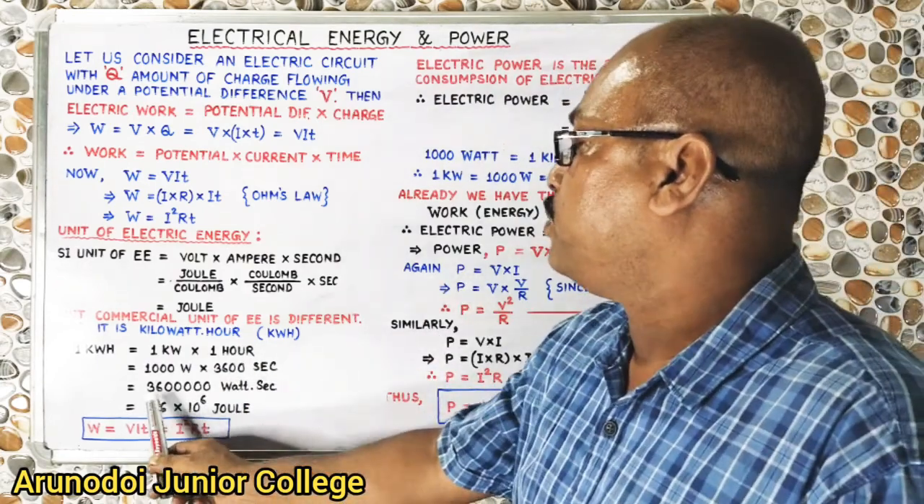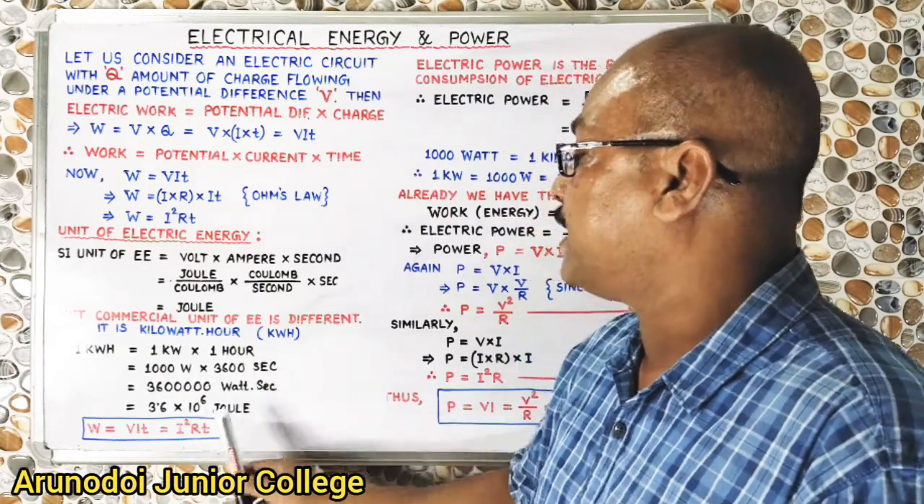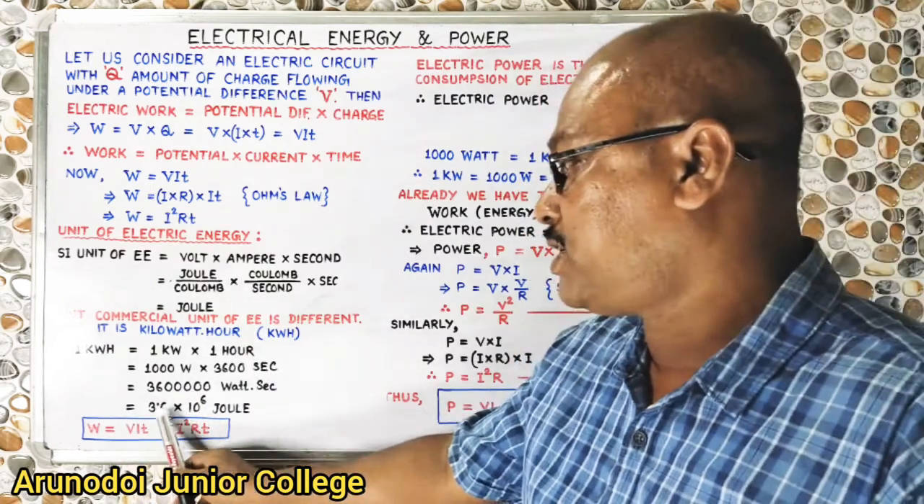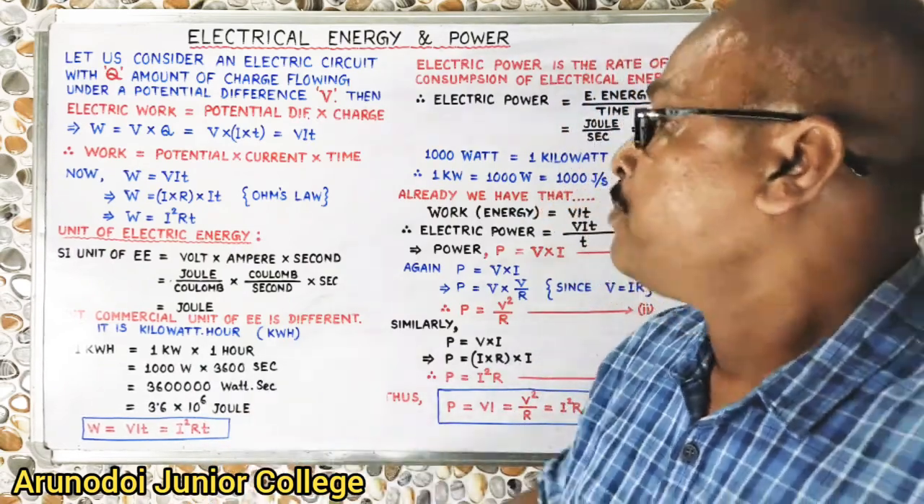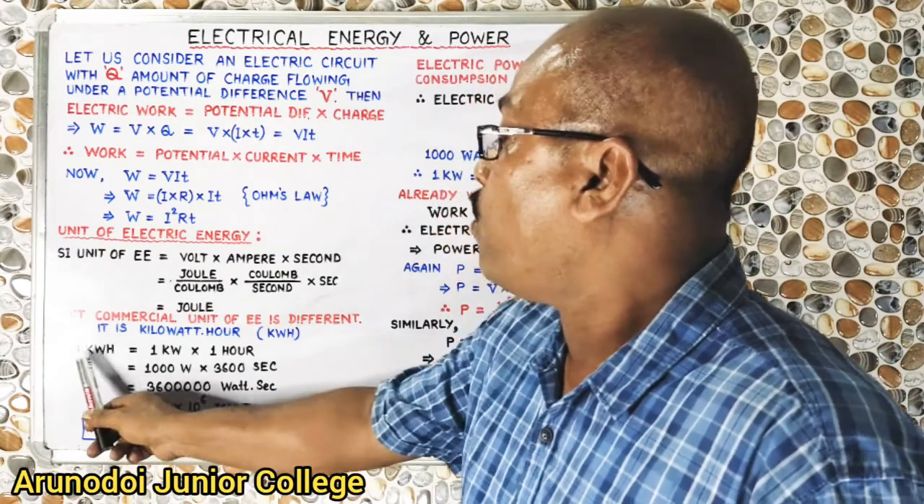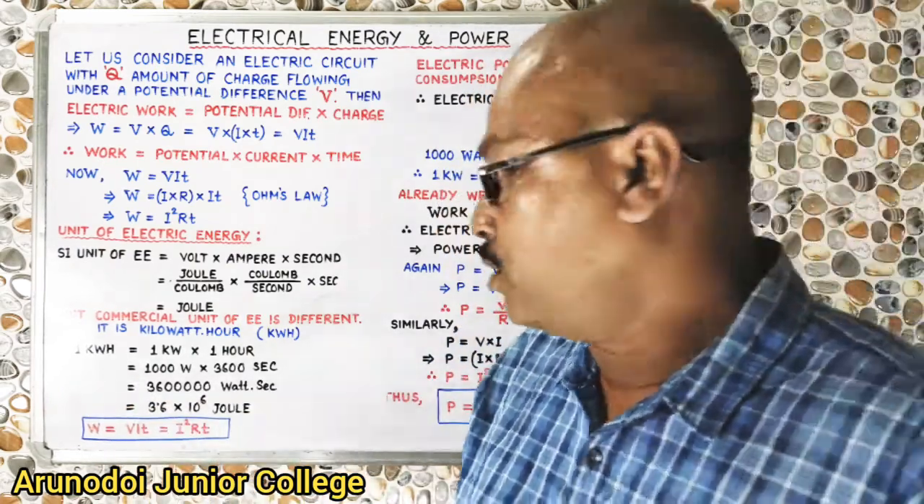If we multiply, we will get 36 followed by 5 zeros, watt into second. So it will be 3.6 into 10 to the power 6 joule, because watt into second is equal to joule. So what is 1 kilowatt hour? 1 kilowatt hour is nothing but 3.6 into 10 to the power 6 joule.